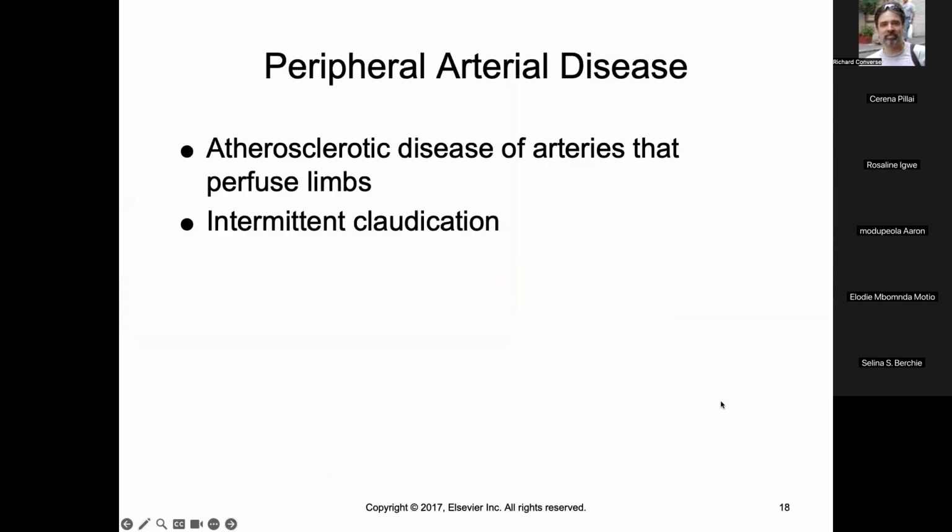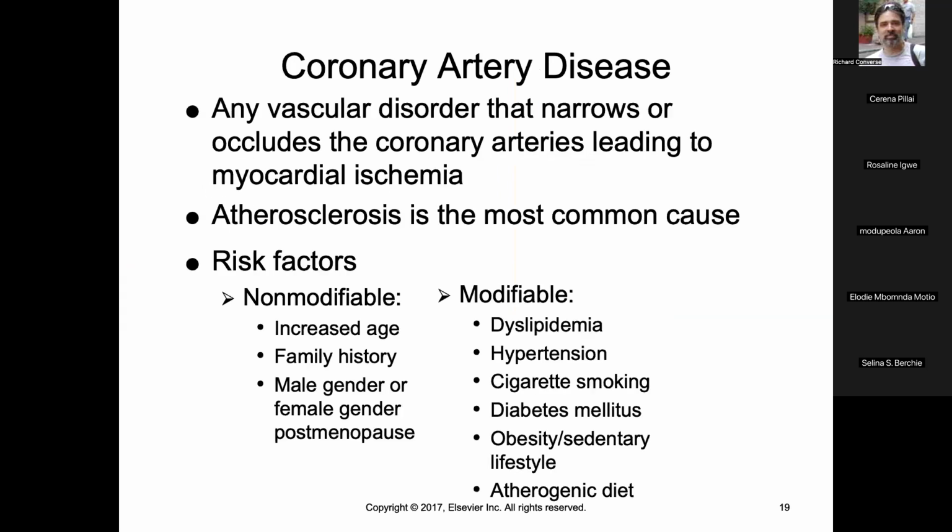Peripheral arterial disease is an atherosclerotic disease of arteries that perfuse the limbs, resulting in intermittent claudication. Okay. Coronary artery disease is any vascular disorder that narrows or blocks the coronary arteries, leading to myocardial ischemia and death of the myocardial wall. Atherosclerosis is the most common cause. Risk factors: age, family history, male or female gender, postmenopause. Modifiable factors: dyslipidemia, hypertension, cigarette smoking, diabetes, if it's type 2, obesity and sedentary lifestyle, and atherogenic diet.